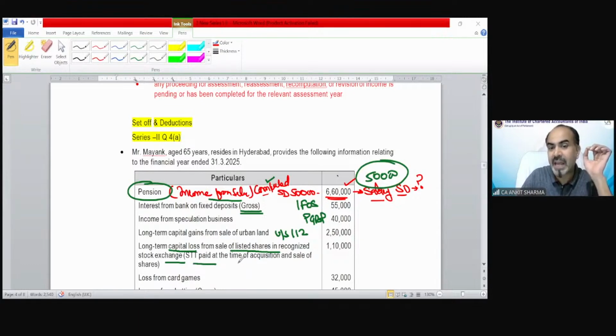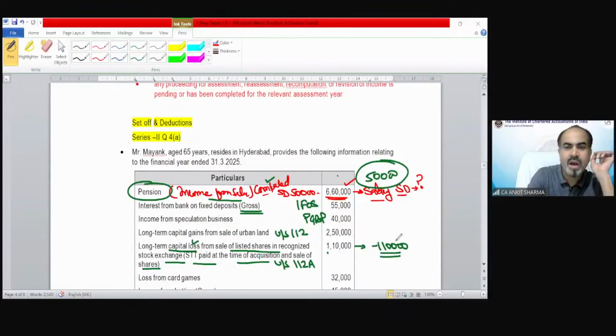Long-term capital loss from sale of listed shares in a recognized stock exchange. STT paid at the time of acquisition and sale of shares. That is under section 112A case. And that is a loss. That is not an income. You can see the capital loss. That means this figure is negative 1,10,000. Under section 112A, it has been written. So I'm going to ask a question regarding this point when I'm solving this question.